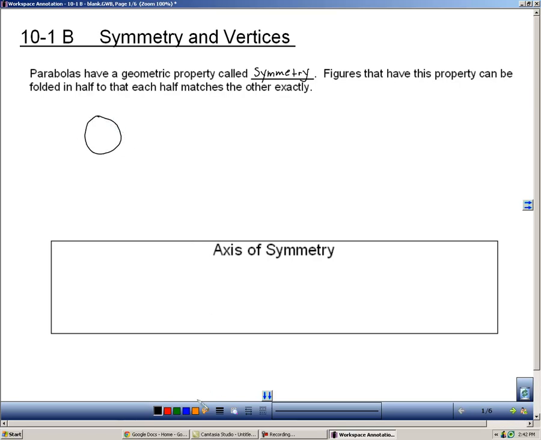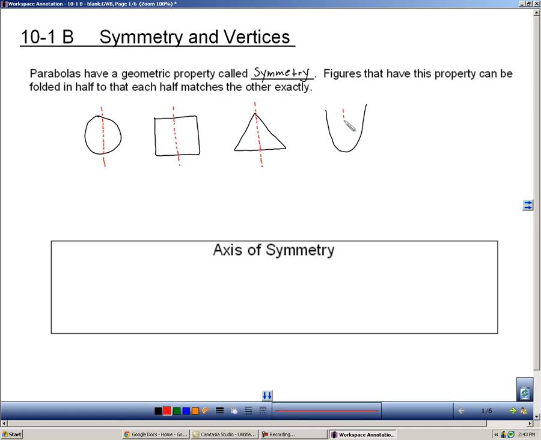If I have a circle and I put a dotted line right down the middle, in theory, if my drawing wasn't so bad, you would see that the left side matches the right side just like it was looking in a mirror. That's symmetry. Same is true for a square. A square is considered symmetrical because you can put a line down the middle and the left side matches the right side as if you're looking in a mirror. Certain triangles are symmetric, not all of them, but if you can put a line down the middle, that's what symmetry is. And parabolas are symmetrical.